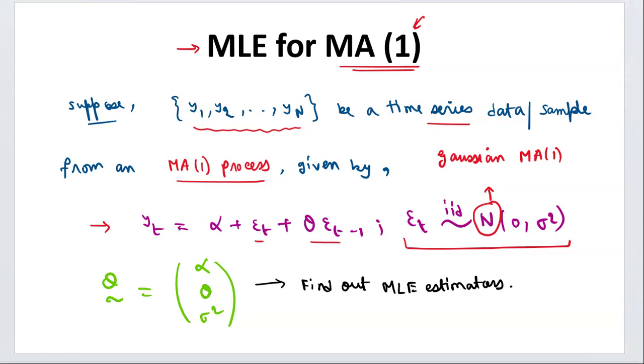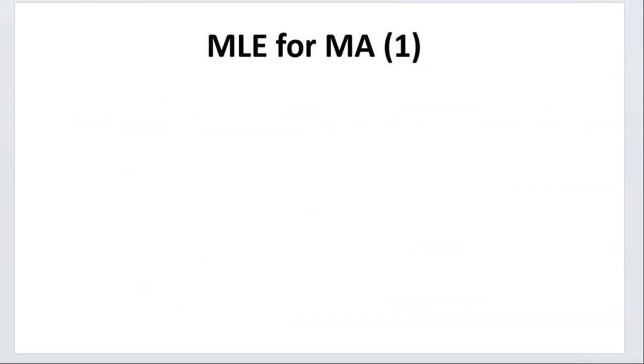As you can see, this model has three parameters: two explicit parameters, alpha and theta, and one implicit parameter, sigma square. So we can define a vector theta, the vector of parameters alpha, theta, and sigma square. And we have to find the MLE estimators of each of them: the MLE estimator of alpha, of theta, and of sigma square. So this is what we want to do. Now let's see how we do this.